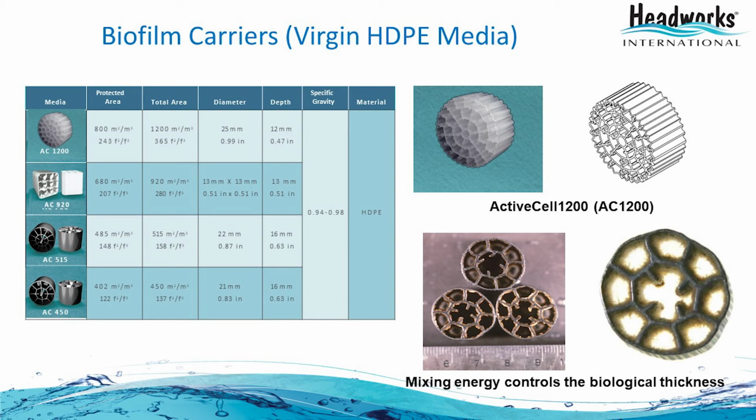So what you see on the bottom right is the biofilm on the media. You'll see that the ActiveCell 450 has larger openings, and the rightmost point is where the BOD biofilm, or heterotrophic biofilm, exists. It's a brownish, grayish color. On the bottom, you'll see the ActiveCell 450 with the nitrification biofilm, which is reddish in color.